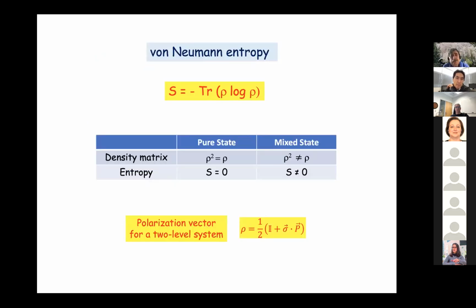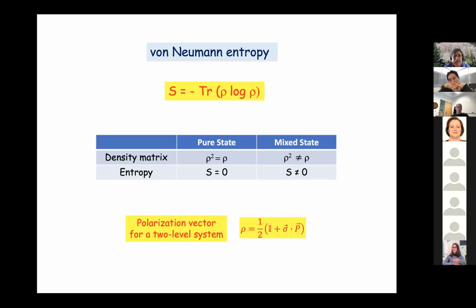Now, in order to actually quantify the entanglement, I will use the von Neumann entropy. Von Neumann entropy is minus the trace of rho log rho, where rho is the density matrix of the system.